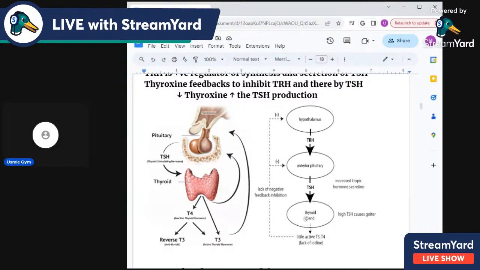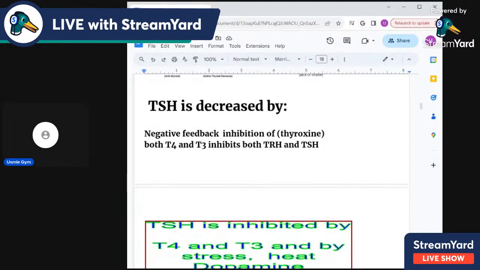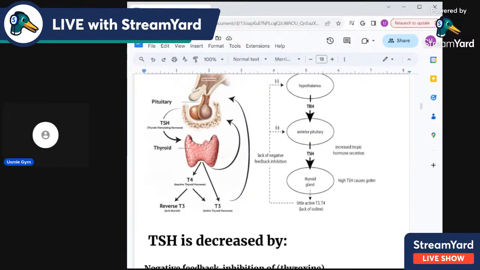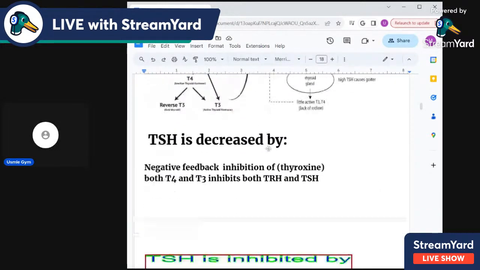But when these thyroid hormones are produced, T3 and T4 act on the pituitary and hypothalamus to reduce their products, the TRH and TSH. So it's a negative feedback inhibition of the thyroid hormone by the hypothalamus and mainly by the pituitary. TSH is decreased by negative feedback.